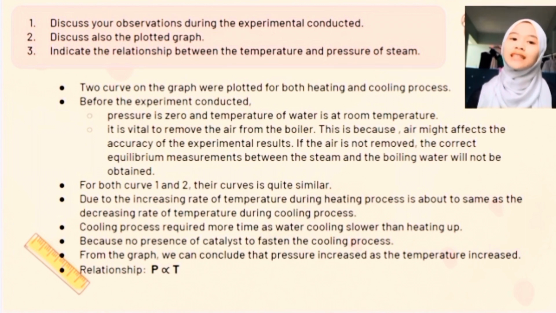For both curve 1 and 2, the curves are quite similar because the increasing rate of temperature during the heating process is about the same as the decreasing rate of temperature during the cooling process. We can see from the graph that the cooling curve is a bit lower than the heating curve. Why? It is because the cooling process requires more time, as water cools slower than it heats up, because there is no catalyst to speed up the cooling process.